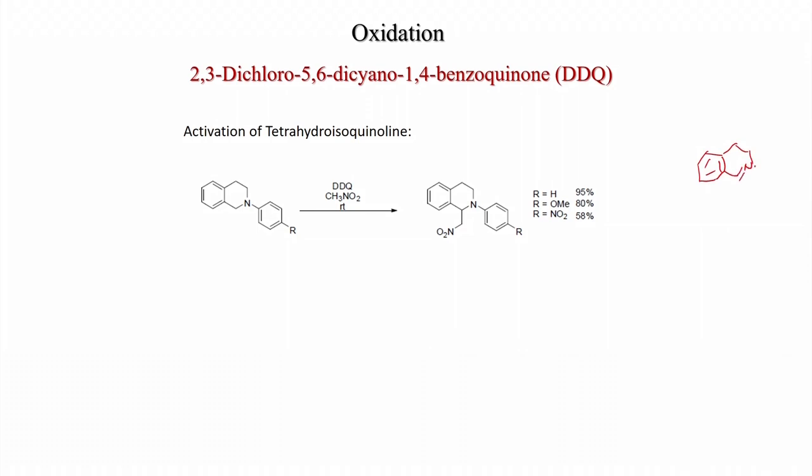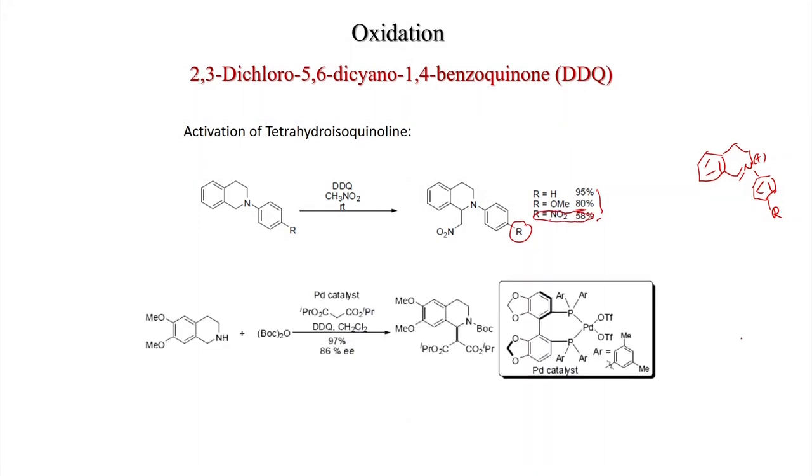So, first one electron, then another electron oxidation, and then you can get the aluminium ion. And it has been observed that the aluminium ion is forming; that also can be observed by changing the R group. Suppose when hydrogen is there, 95%, methoxy 95%, 80%, and when R is equal to NO2, then you get 58%. So, if there is an electron withdrawing group, then the aluminium ion is destabilized.